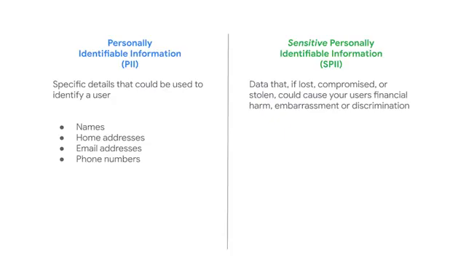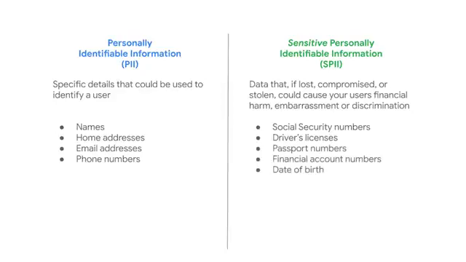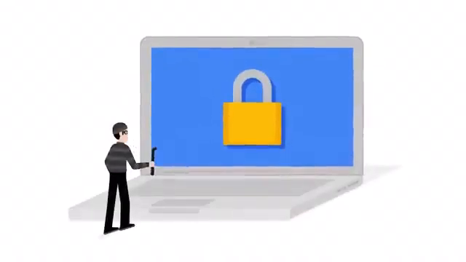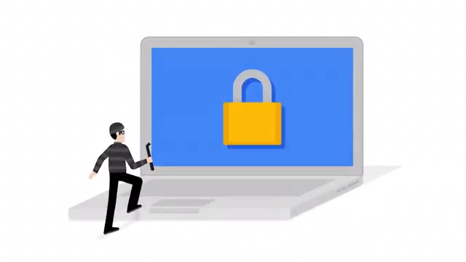SPII is data that, if lost, compromised, or stolen, could cause your users financial harm or embarrassment, or potentially lead to their being discriminated against. This includes social security numbers, driver's license numbers, passport numbers, financial account numbers, date of birth, race, disability status, gender, sexuality, criminal history, and medical information. I bet you can imagine how these pieces of data could cause someone harm if they got into the wrong hands, and especially if these pieces of data are used together.